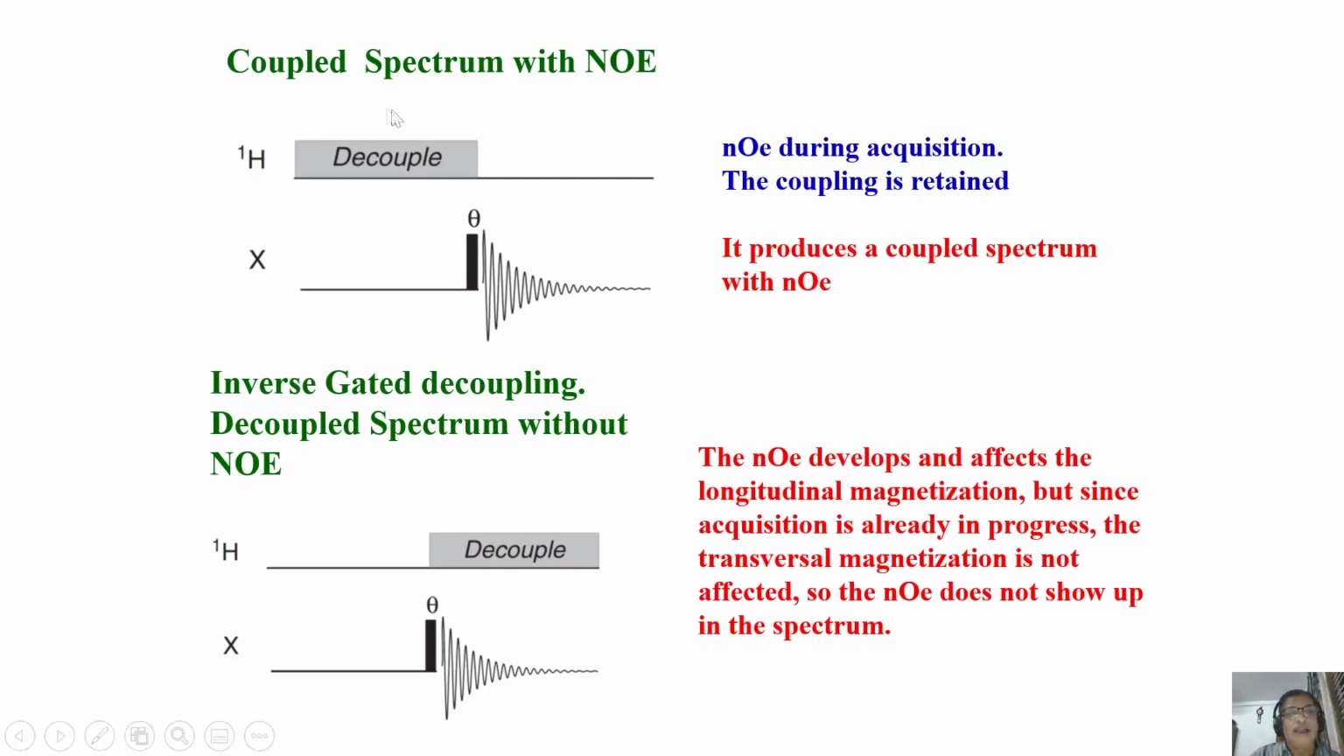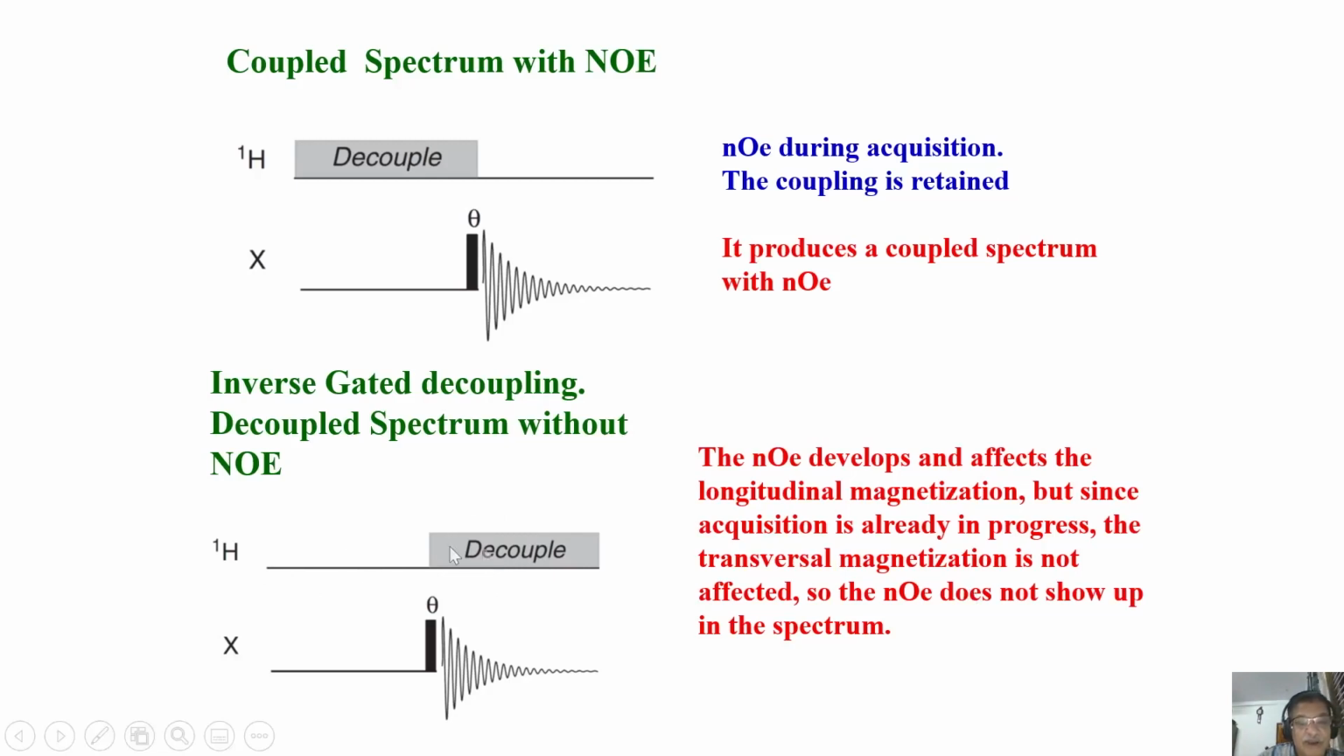So again, you can apply the decoupling power before the RF pulse. We call it the mode where the coupling is retained. There is no decoupling power during acquisition. It is a coupled spectrum, and when you apply decoupling power before the RF pulse, this creates what is called NOE. The next topic of my discussion after this talk is NOE. I'll discuss more about NOE. And we can do this like this.